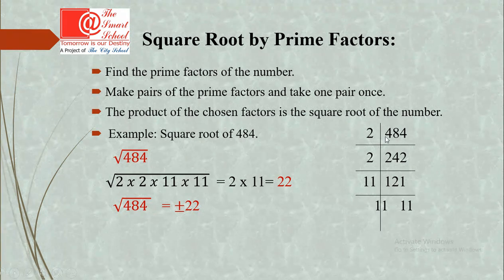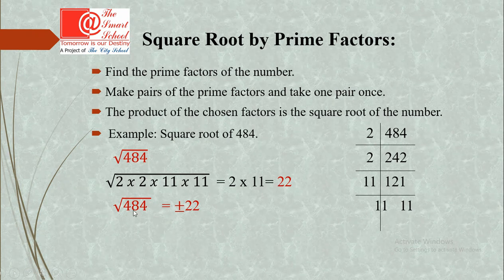So we will write 484 over here and divide it by the smallest possible number, which is 2, and we will get 242. Then again we will divide it by 2, so it will come 121. Then we will divide it by 11, so 11 will come over here. So the pairs which we will get are 2 multiplied by 2 multiplied by 11 by 11. So we'll take one from each pair. So 2, we will write it once over here. Then 11, we'll write it once. So we will get 22.